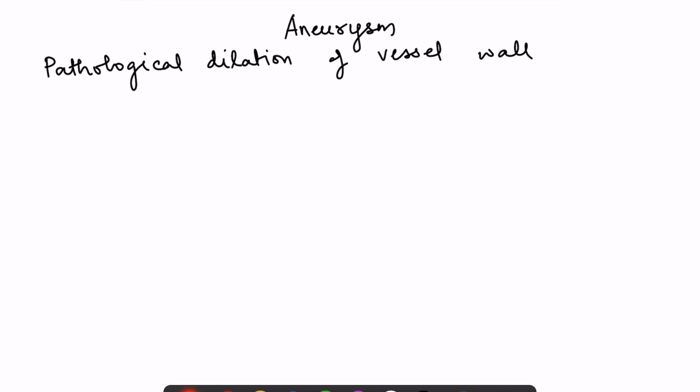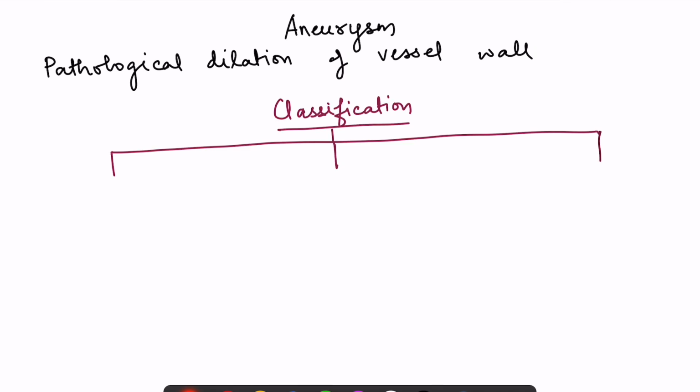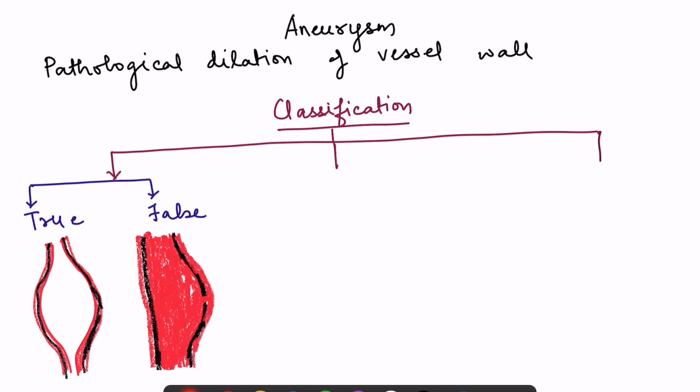Aneurysm is pathological dilation of the vessel wall and it is classified in various ways. We have whether the aneurysm is true or false. See, the vessel wall has various layers. So there is tunica intima, tunica media and tunica adventitia. When there is dilation of all three layers of the vessel wall, it is known as a true aneurysm.